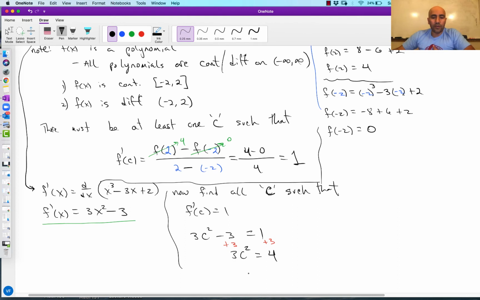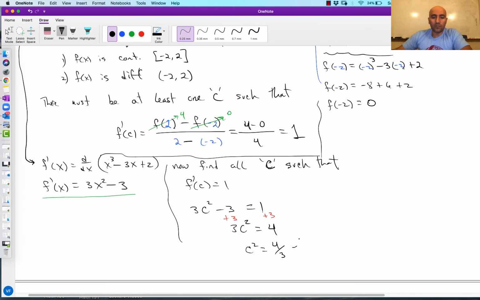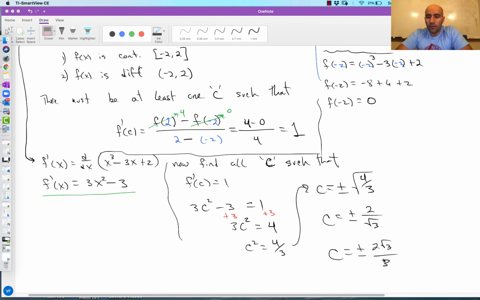Divide both sides by 3, we get c squared equals 4/3. And so c equals plus or minus the square root of 4/3. Square root of 4 is 2, so we have c equals plus or minus 2 over root 3. And then rationalizing it, we'll get that c equals plus or minus 2 root 3 over 3. Okay, so now we get our calculator and confirm that both of these are within our interval between negative 2 and 2.